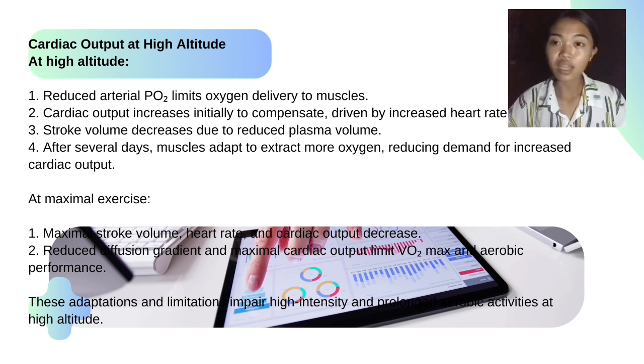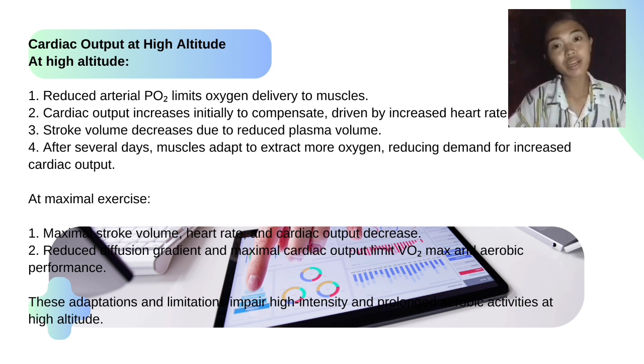Fourth, after several days, muscles adapt to extract more oxygen, reducing demand for increased cardiac output. So at maximal exercise, there are three points. First, maximal stroke volume, heart rate, and cardiac output decrease. Number two is reduced diffusion gradient, and maximal cardiac output limit VO2 max and aerobic performance. So these adaptations and limitations impair high intensity and prolonged aerobic activities at high altitudes.